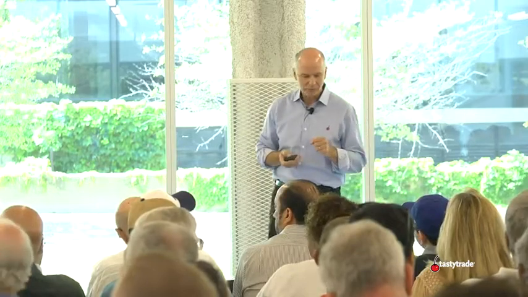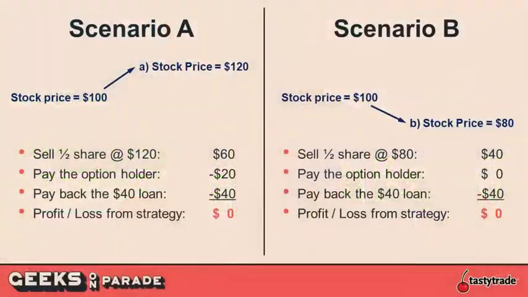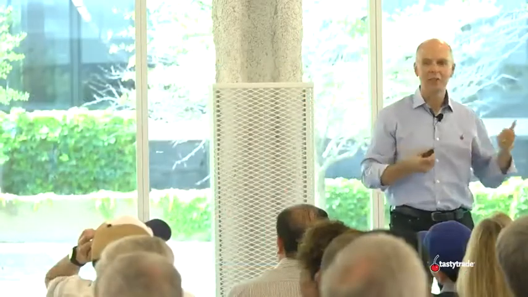Well, let's see. Scenario A, stock can go up to 120. What do we do? We can sell half a share. We pocket 60 bucks. Now we have to pay the option buyer $20. Why $20? Well, the stock is at 120. The option buyer bought the right to buy the stock at $100. And we have to go out and buy the shares at 120 and sell it to the option buyer for 100. So we lose 20 bucks on that deal, right? We also have to pay back the loan. But net, we're breaking even.